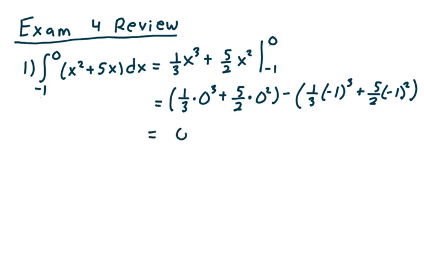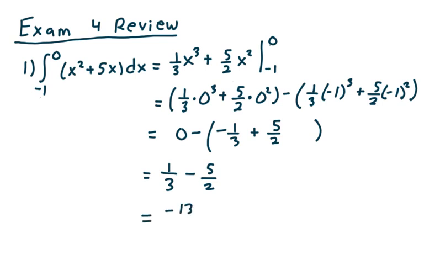So here I get 0 minus, and then in parentheses I have -1/3 plus 5/2, which is equal to 1/3 minus 5/2. And then if I subtract these fractions, I end up with -13 divided by 6. And that's how you do problem number 1.